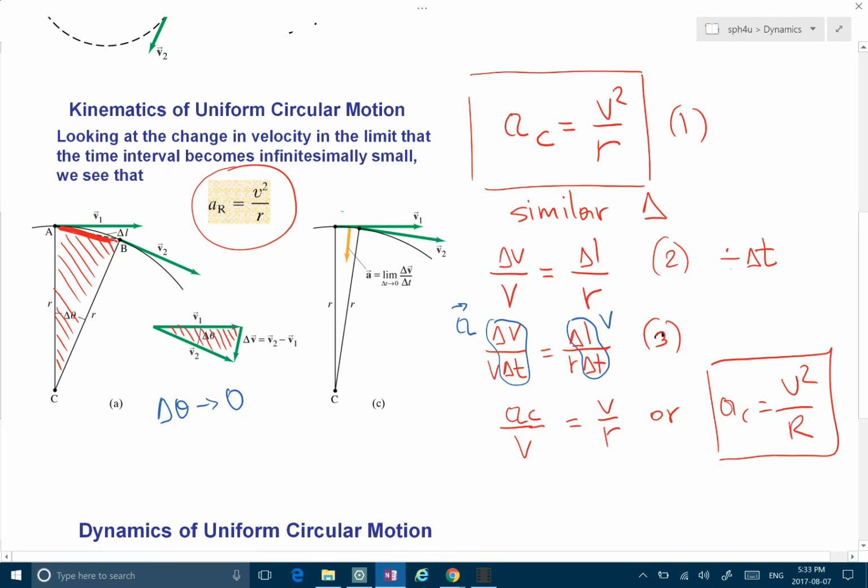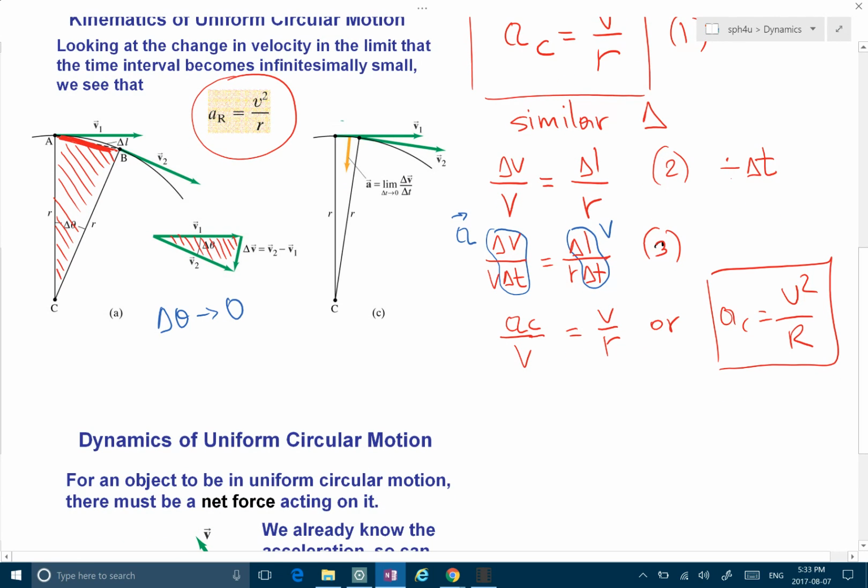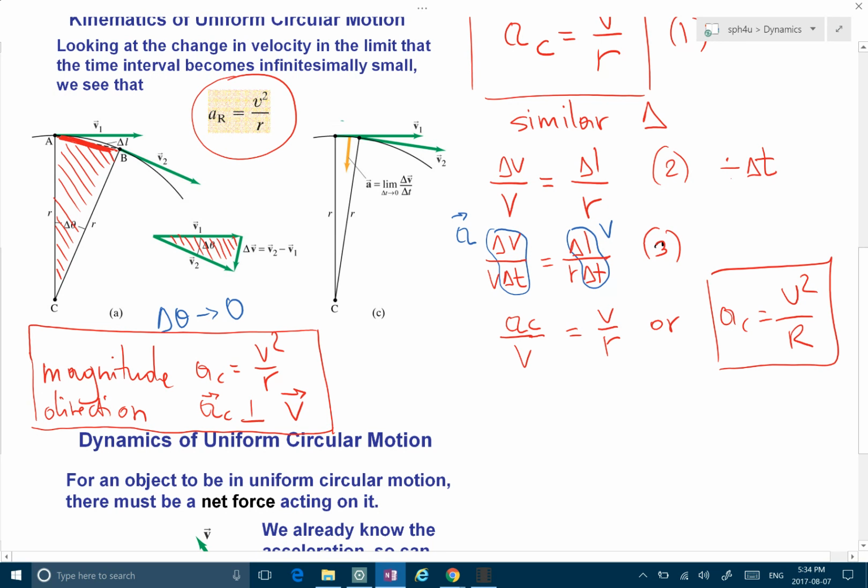One thing that we have to remember is that this is a magnitude. So let's write it here. Magnitude of acceleration is a_c equals v squared over r. You can do the unit analysis. You will get meters per second squared. Direction: a_c is always perpendicular to the instantaneous velocity at that point. All right, so these are the two characteristics of centripetal acceleration that we ought to remember for uniform circular motion.